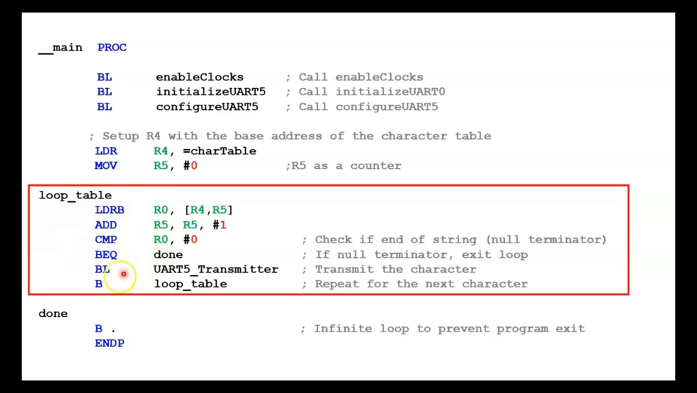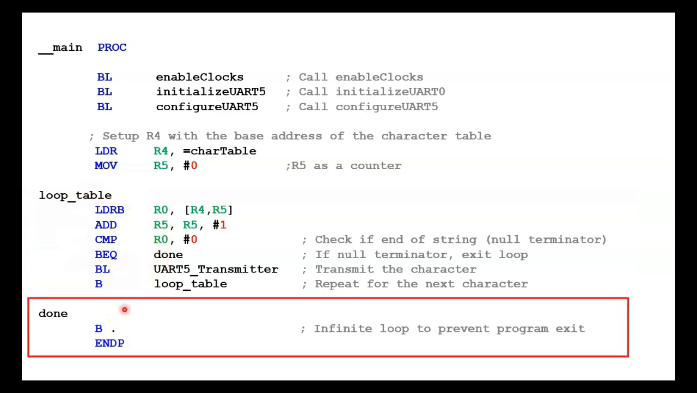And then finally, we come to this part here, the label done. When the BEQ is checked and the contents of R0 is a 0, it will come here. Basically, that indicates that the null terminator is found, and the next instruction is executed.